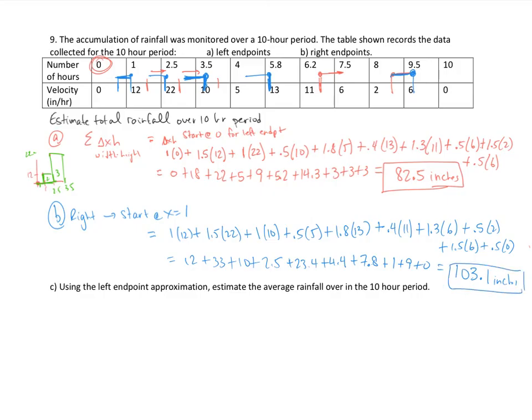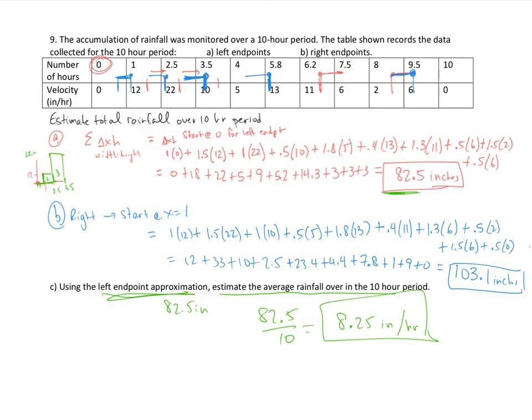Okay. Taking a look at part C. Now in part C it says, using the left endpoint approximation, so this value right here, so this was 82.5 inches, estimate the average rainfall over the 10-hour period. Well, we've got 82.5 inches in 10 hours. Just divide it out. And then in this we'll end up with 8.25 inches per hour as our average rainfall.